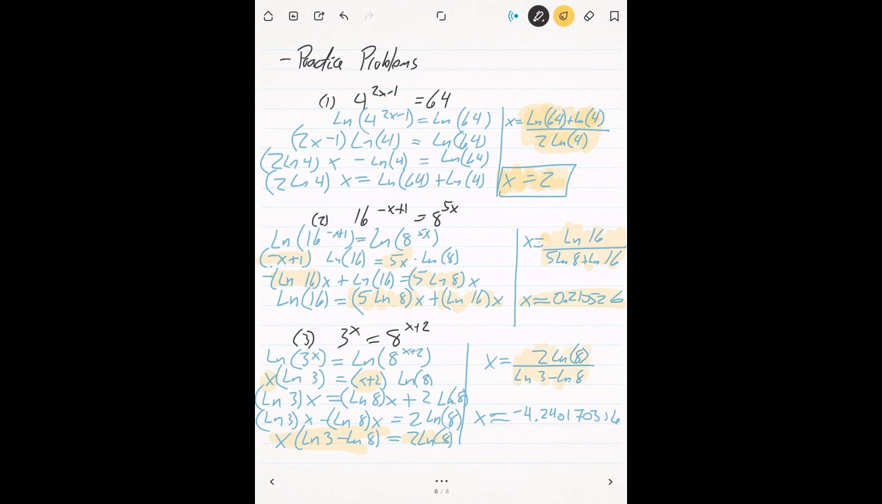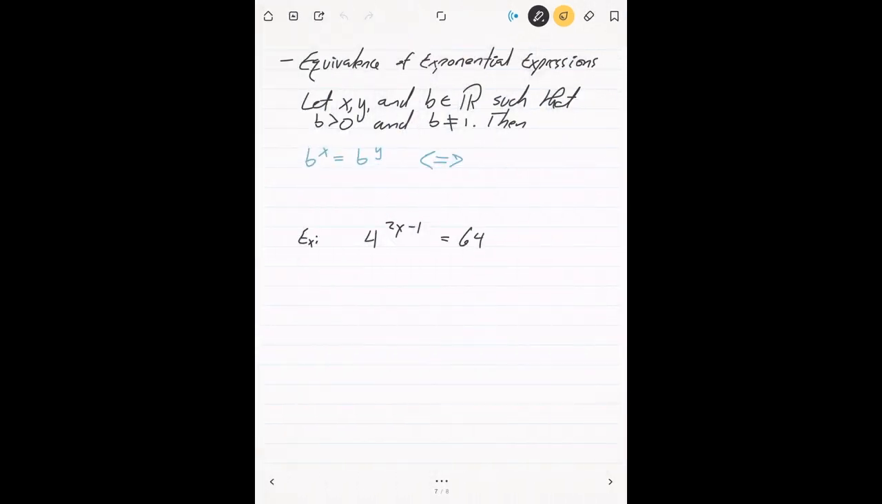My answer is negative 4.240170316. Again, you don't have to write all of these decimals out. I like us to round to 3 decimal places, but obviously the more you give numerically when we're trying to find exact solutions, the better an approximation we would have.